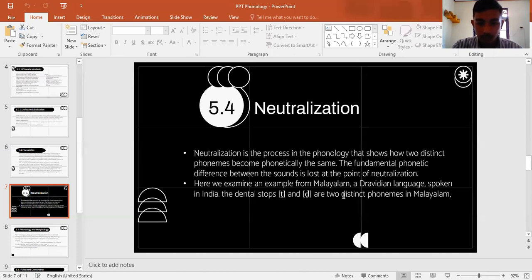A dental stop, the voiceless and the voiced, are two distinct phonemes in Malayalam, but the voiceless dental stop gets neutralized with the voiced sound in the intervocalic position. Example: Fatham and Fadam are different underlyingly, but the surface phonetic realization of these two sounds is the same, Fadam.